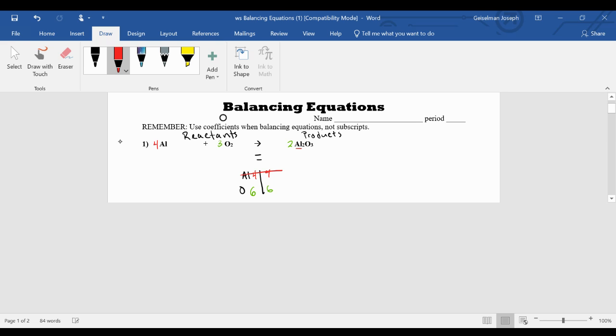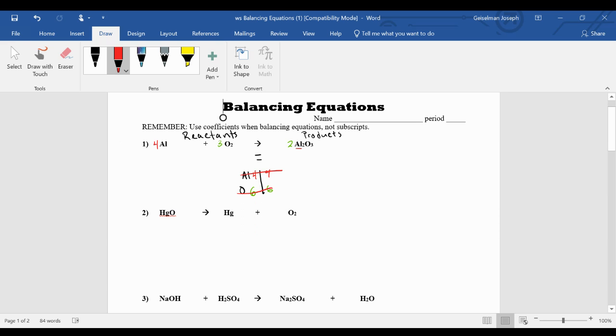So 4 and 4, that works out. 6 and 6, that works out. And our equation is 4 Al plus 3 O2 gives us 2 Al2O3. Let me write that a little bit better. Okay, so that's our answer for number 1.